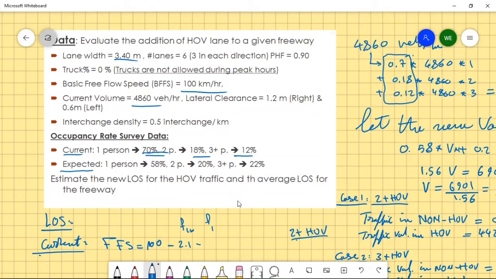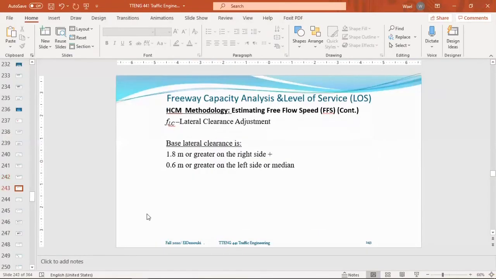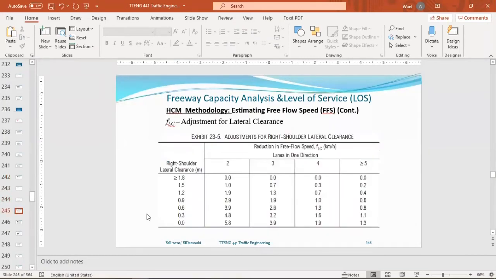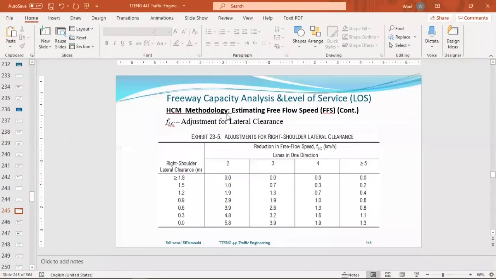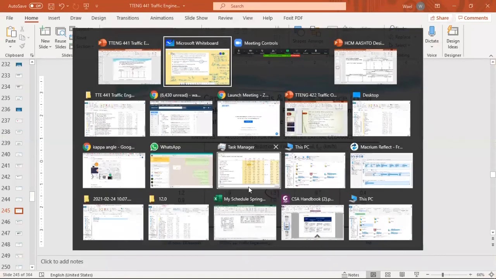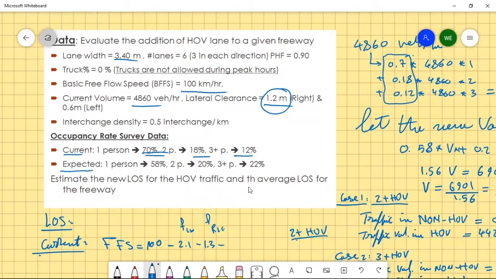Then we have another factor for the right hand lateral clearance. So the lateral clearance we had here, it was 1.2 meters. Let's look at the table here. For the factor for the lateral clearance, we have right hand shoulder, it was 1.2, I think it was 1.2, right? Yes, 1.2. So we go here, number of lanes in one direction 3, and we have 1.2, so the reduction factor is 1.3. So here minus 1.3.